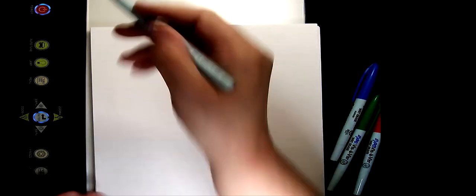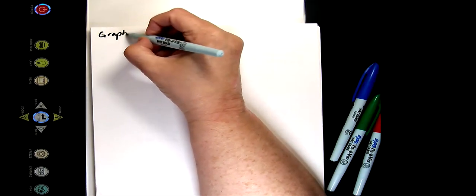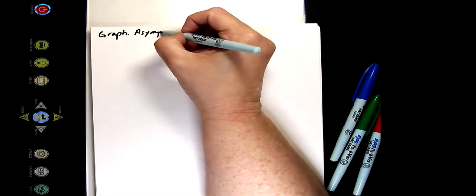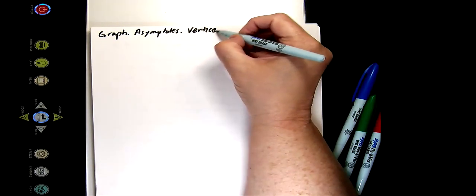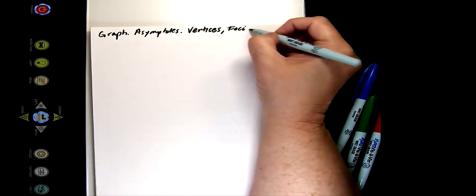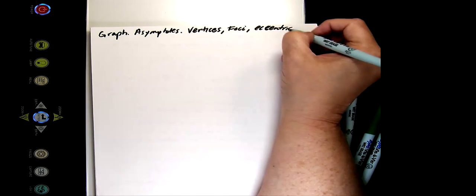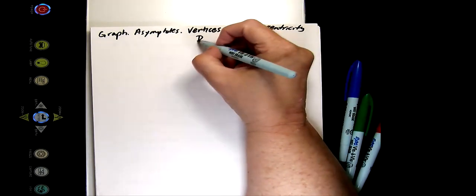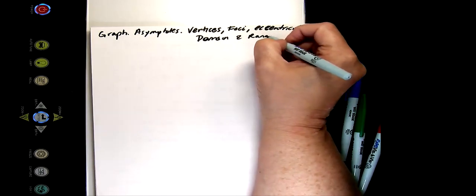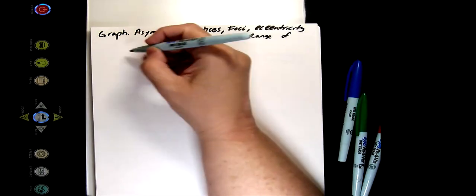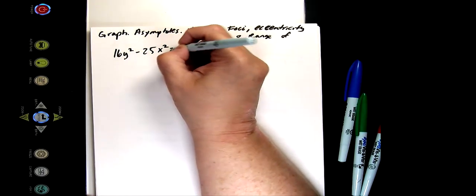Let's do all the same things. We're going to graph asymptotes. We'll find the vertices, the foci, eccentricity, domain and range of 16y squared minus 25x squared equals 400.